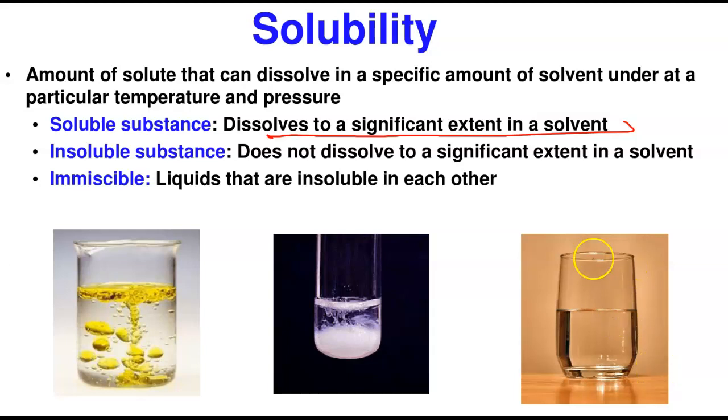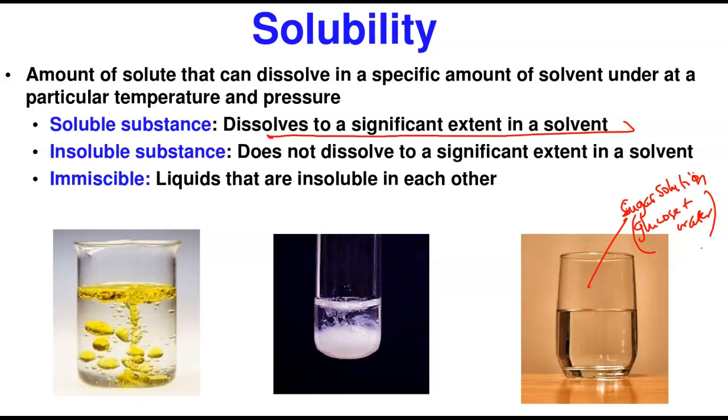If you look at my container here, this is a sugar solution, or glucose solution. Glucose is completely mixed with water. You cannot see that there is glucose in this solution because it is so homogeneous. Now, an insoluble substance is a substance that will not dissolve to a significant extent.